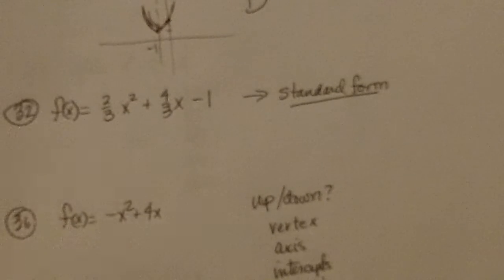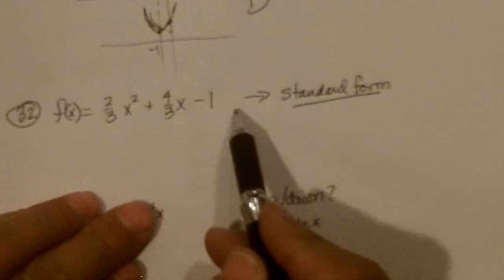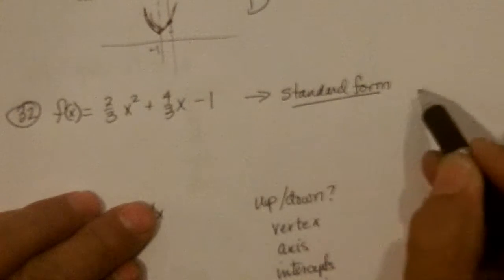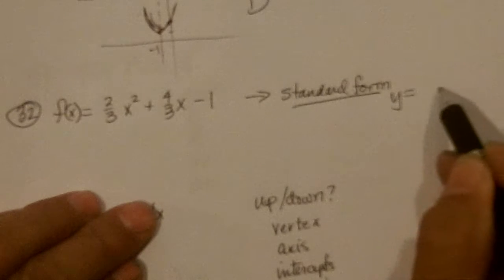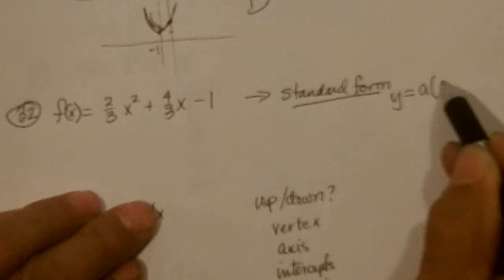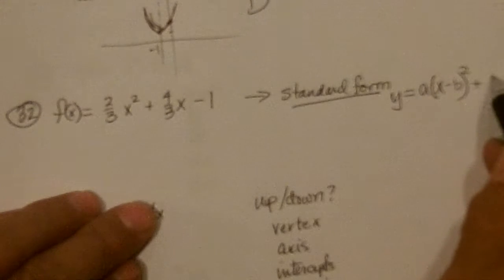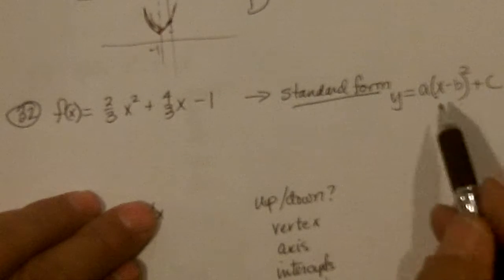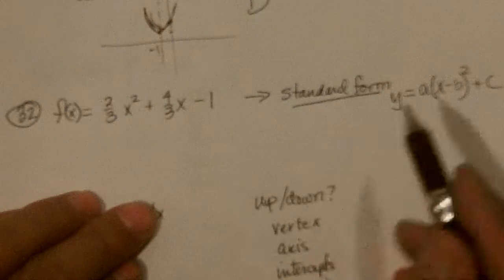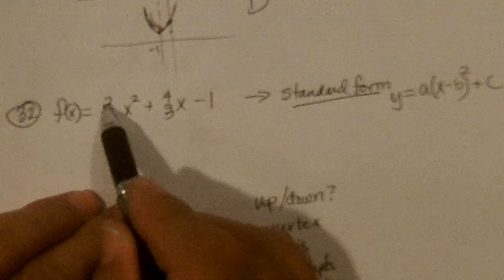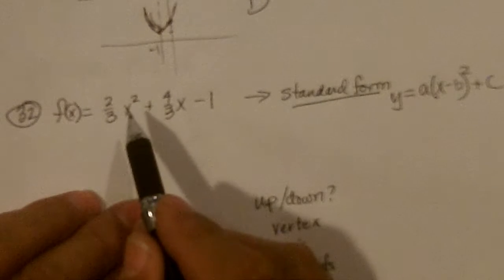Okay, 32 says find the standard form for this. So standard form means y or f of x equals a times x minus something squared plus something. So I have to complete the square. First thing is we want a 1 in front of the x squared to do that.